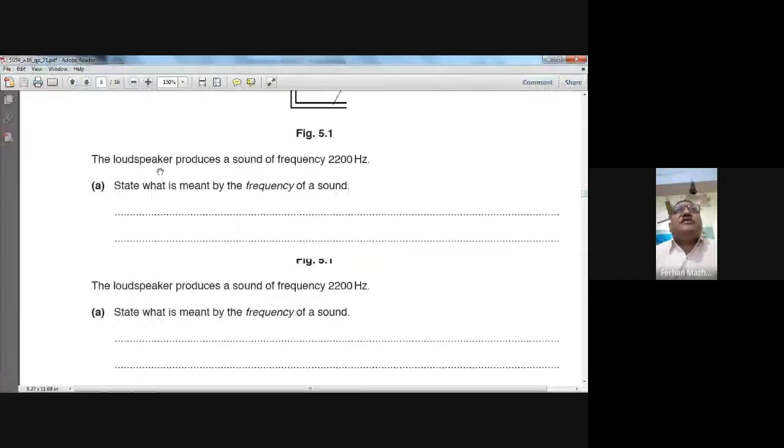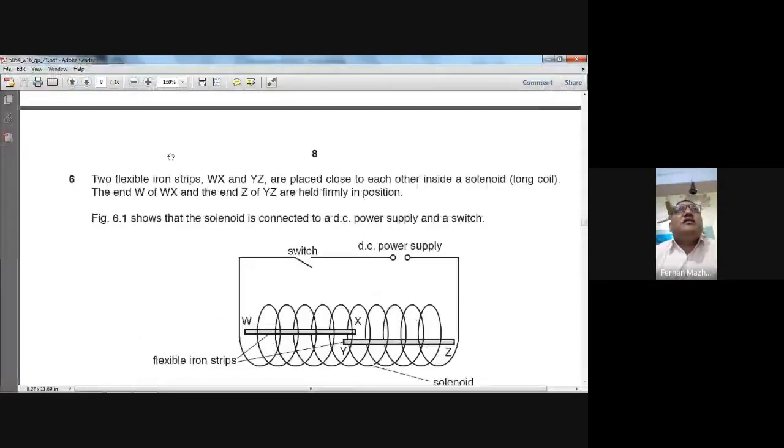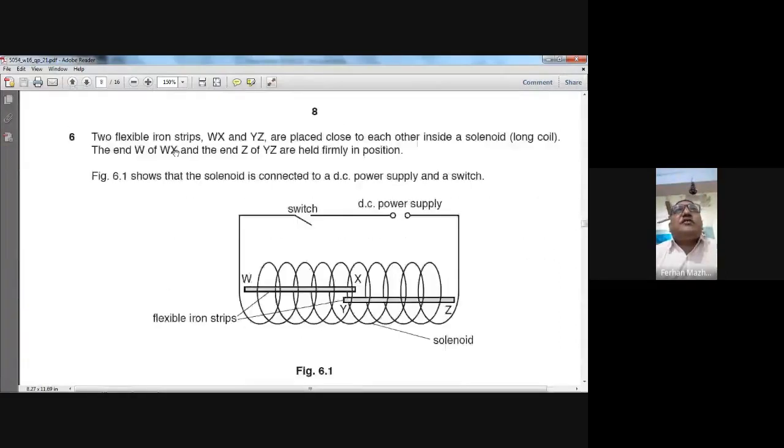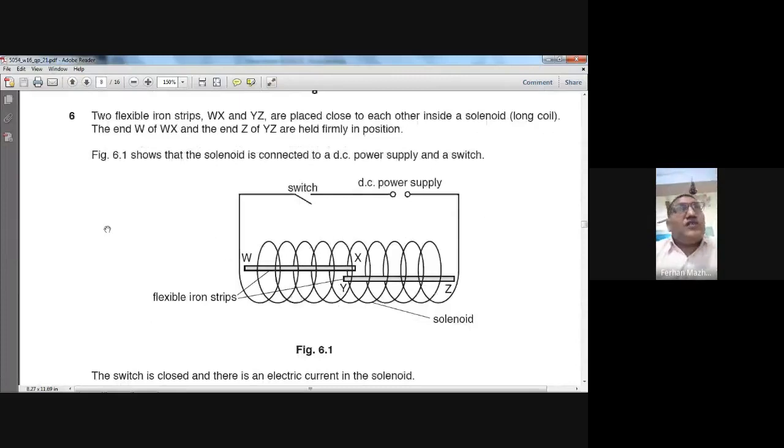The next question on your screen is question number 6. Two flexible iron strips, WX and YZ, are placed close to each other inside a solenoid, a long coil. The end W of WX and the end Z of YZ are held firmly in position. So here they are held firmly at W, and at Z.